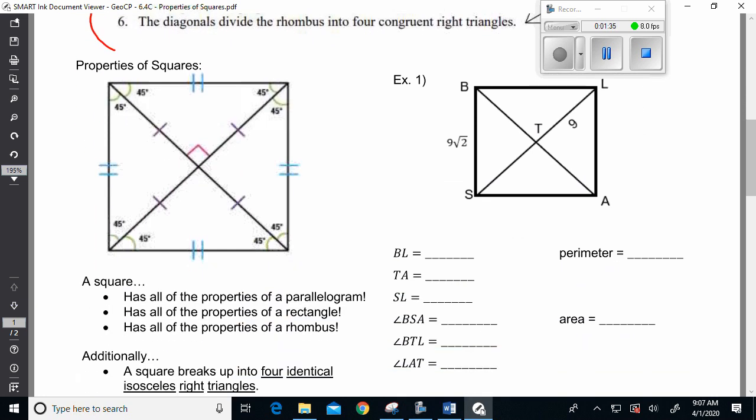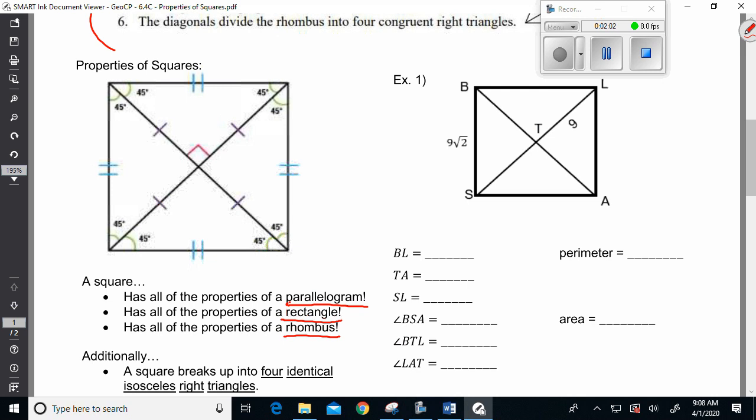A square, this is about as simple as I can make it. A square pretty much has all the properties of a parallelogram, all the properties of a rectangle, and all the properties of a rhombus. So every property that we've learned, a square has it. Every single property. So everything in the kitchen sink, a square can do.